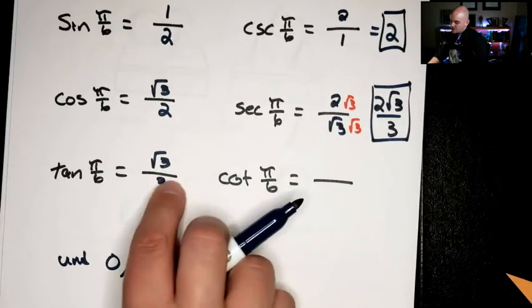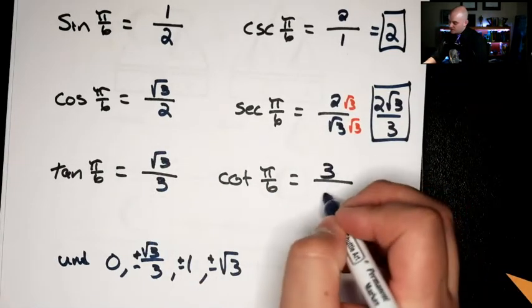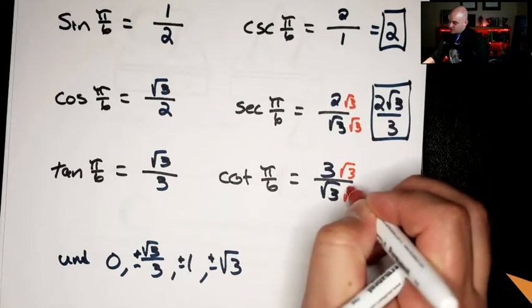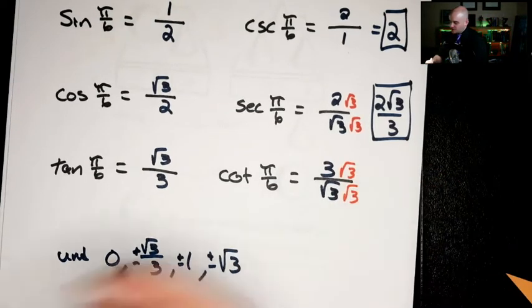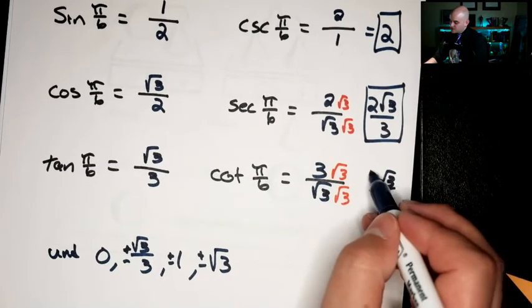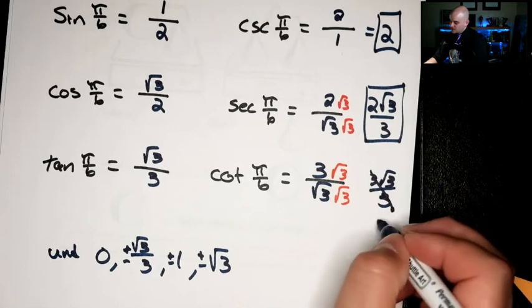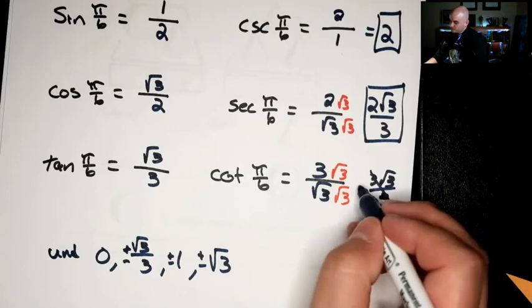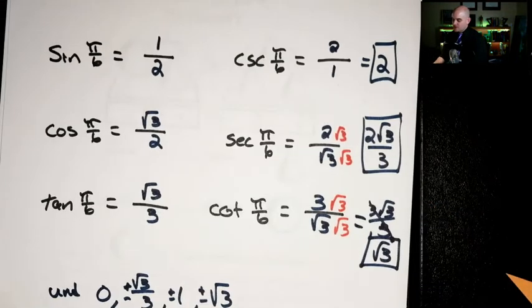And then pi over 6, I'm going to flip this. I get 3 over root 3. Once again, we're going to rationalize by multiplying by root 3 over root 3. And this gives me 3 square roots of 3 divided by 3 here. Notice the square roots of 3's cancel, and I get just square root of 3 right here. All right, so that's one of them right there. That's evaluating for all 6 trig functions when theta equals pi over 6.